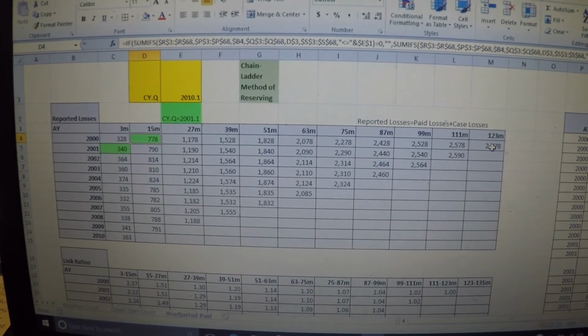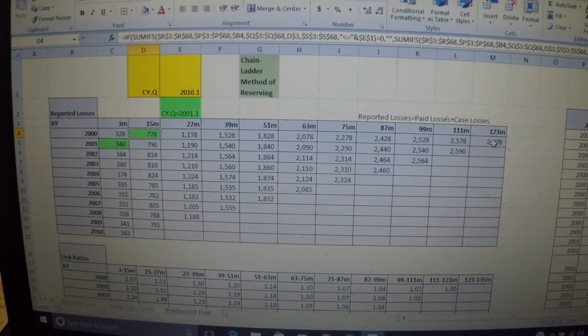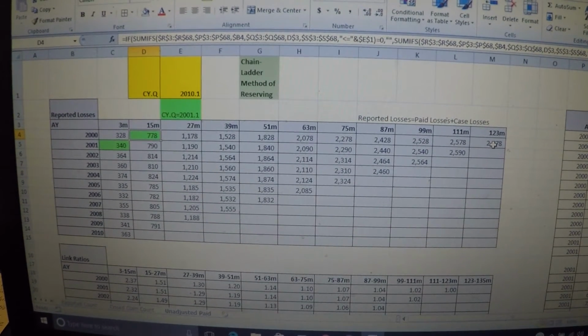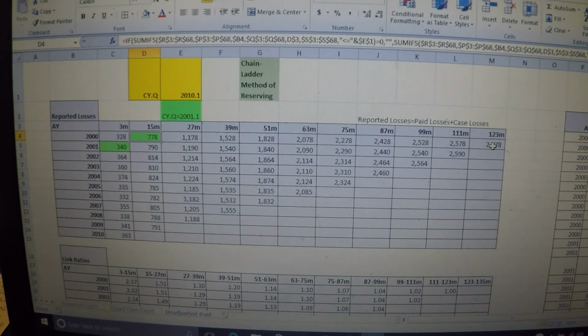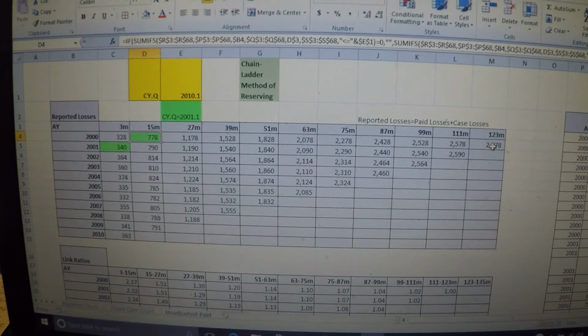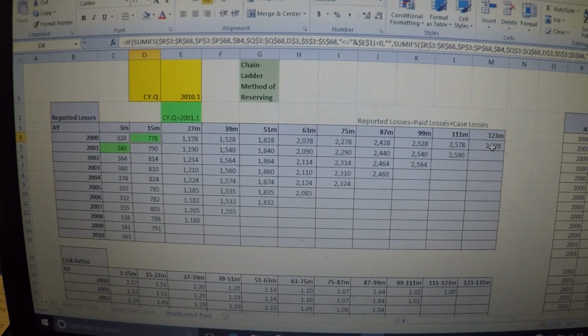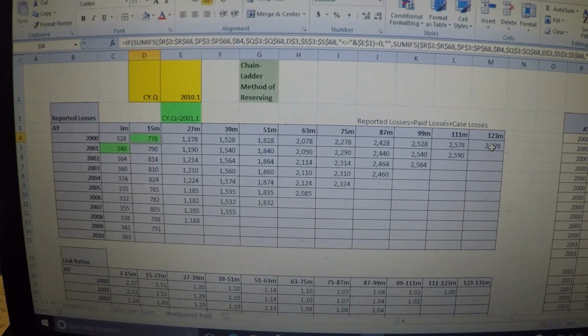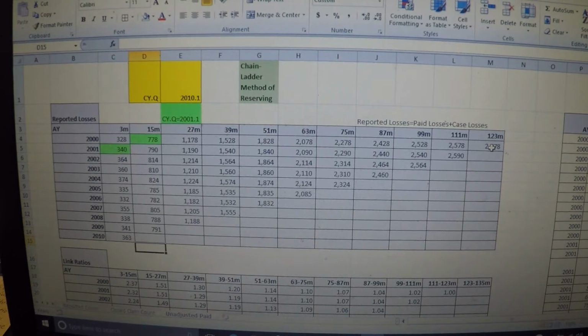Okay, and now the underlying assumption of this method is that losses will develop according to how they've developed in the past. So we're using historical trends, historical loss development patterns, to project how losses today or more recently will develop. And the way that we quantify that is by using these development factors. So here are my link ratios, and these are also just development factors.